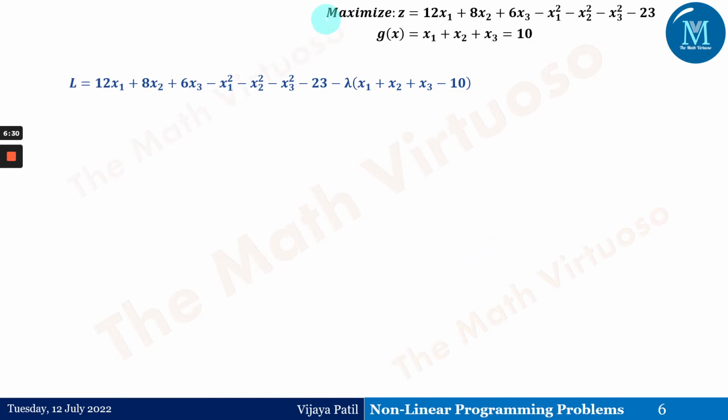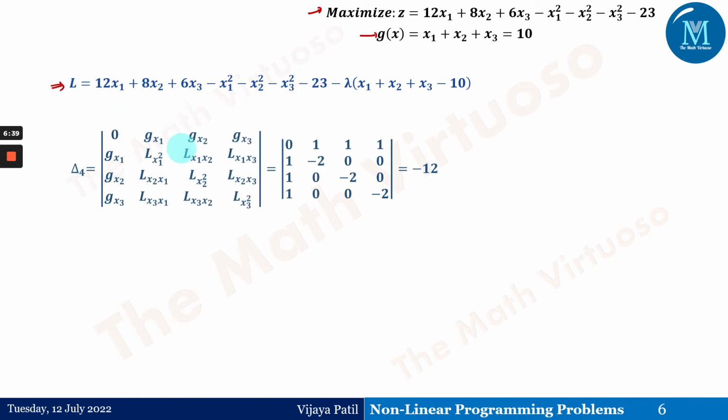Now, this is the objective function we have been given, and this is the constraint. Based on that, we have written the Lagrangian function L, and Δ4 is this particular matrix, which is 0, g_x1, g_x2, g_x3, and so on. Let me concentrate on this first. For g_x1, we differentiate g with respect to x1, and we have only one term with x1, that is 1. So differentiation of g with respect to x1 gives us 1. Similarly with x2, and this is with respect to x3.